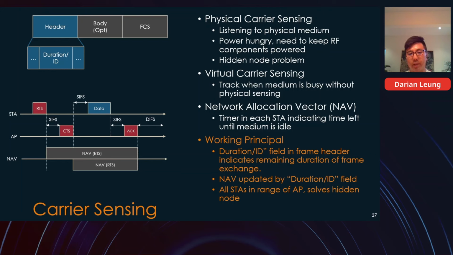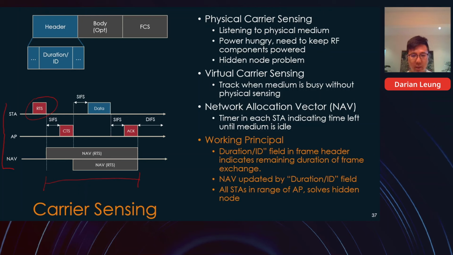Recall that there was a duration ID field in all frame headers. This field basically indicates how long the medium is going to be busy for. So let's take a look at an example. Here we have a typical four-way frame exchange between the station and the AP. As the station sends an RTS frame, the RTS frame's duration ID field will indicate how long the medium will be busy for the entire four-way frame exchange.